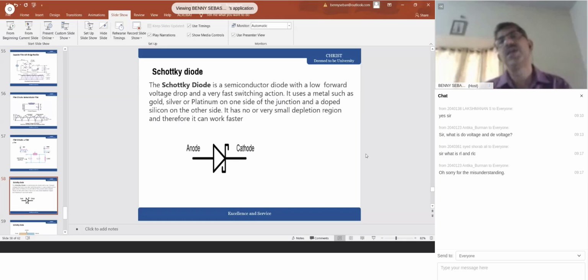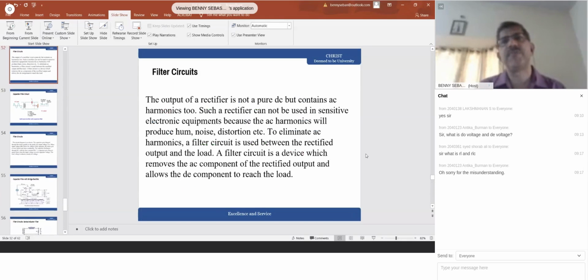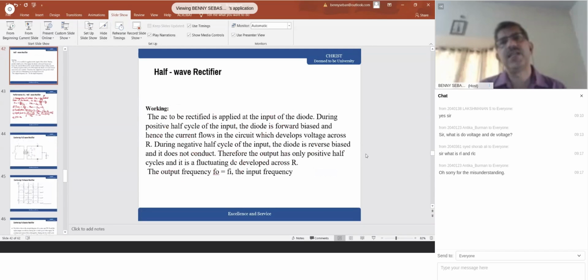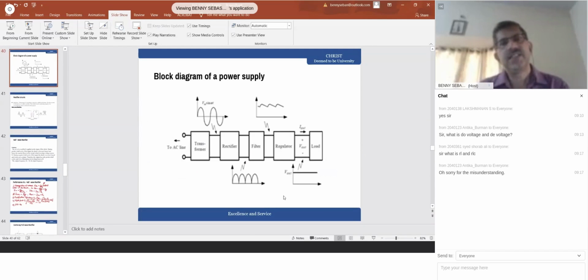What is the process? In order to get a pure DC, you need to do the regulation. So see the action now. First, step-down transformer was there. I'll just go back and show that popular diagram. You must have come across it already. See, transformer first, then rectifier, then filter, then regulator. So here you need to have the Zener diode. You need to study the Zener diode. And the last one is load.